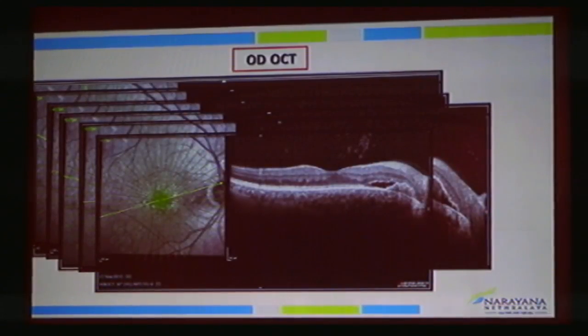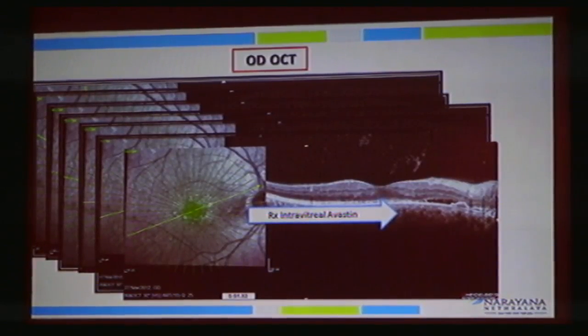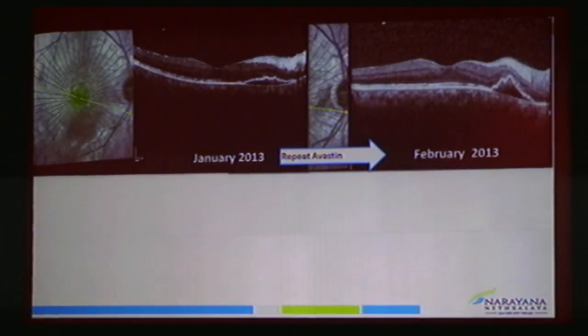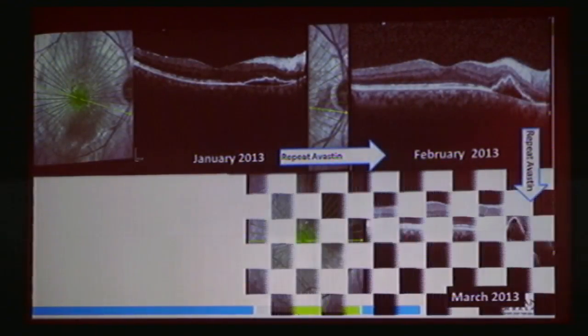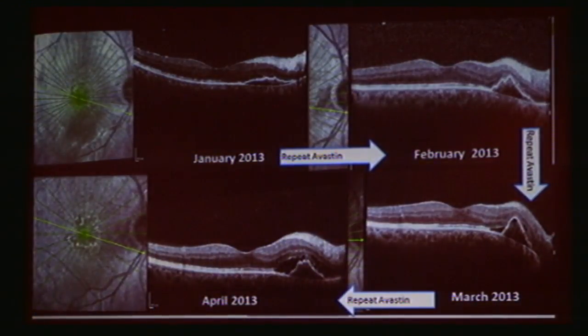We also got an angiography done. Unfortunately, I don't have the images. There was an occult leak present, and so we made a diagnosis of a juxtapapillary CNVM and proceeded to treat the patient with intravitreal Avastin. One month post the Avastin, we noted some amount of response, but not to our satisfaction. We repeated the Avastin a couple more times, but as you can see, the PED did not resolve and there continued to be some amount of subretinal fluid.